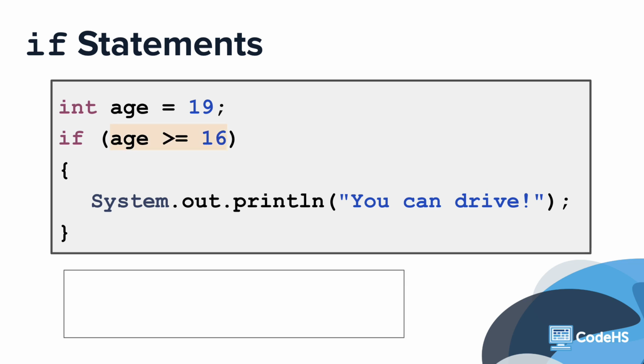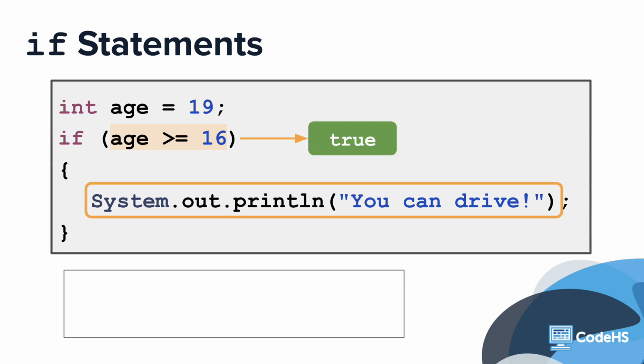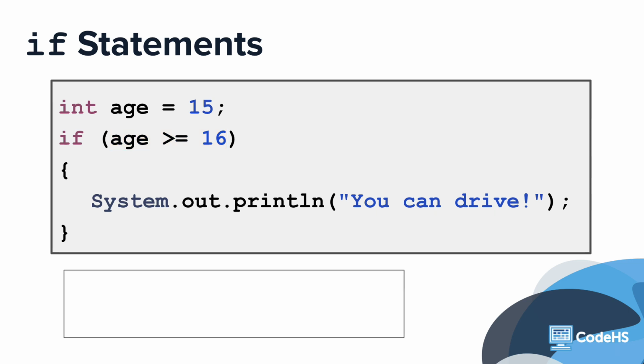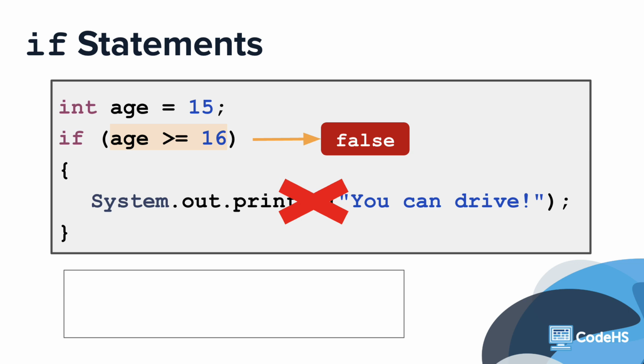In this case, the Boolean expression is age is greater than or equal to 16. The if statement tests this Boolean expression, which evaluates to true, so the code between the curly brackets of the if statement runs, and you can drive is printed to the console. Let's see what happens if the value of age is 15. This time, the Boolean expression evaluates to false, so the body does not execute. Instead, the program will skip over the body and run the next command in the program.